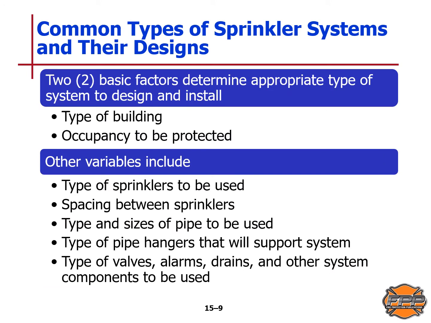There are two basic factors that determine the appropriate type of system to design and install. A is the type of building and B is the type of occupancy to be protected. Other variables include types of sprinkler heads to be used, spacing between sprinklers, types and sizes of pipe to be used, types of pipe hangers that will support the system, types of valves, alarms, drains, and other components to be used.